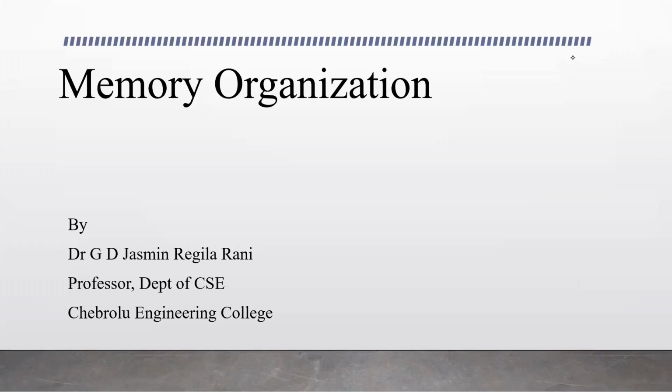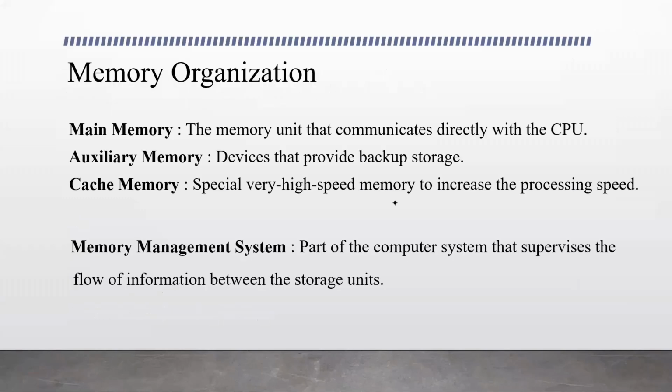In this chapter, we learn how the storage is done, what different units are used for storing information, and how the information flows between these different storage units. The commonly used components of the storage part of the computer are main memory, auxiliary memory, and cache memory.